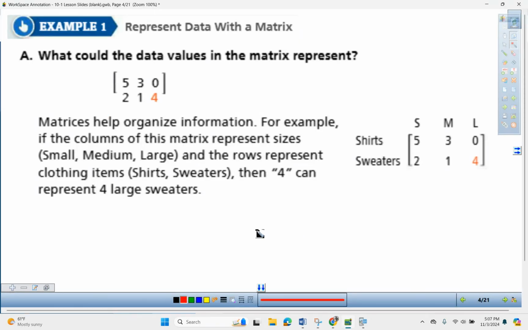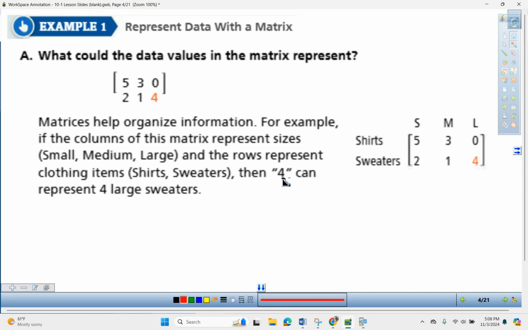All right, in example 1, it says we're going to represent data with a matrix. We've already done that. So here's another scenario here. It says, what could the data values in the matrix represent? So they start off with just giving you a plain old generic matrix, with 2 rows and 3 columns again. Okay. And so they made up that matrices help organize information. For example, if the columns of this matrix represent sizes, small, medium, large, like we talked about before, and the rows represent shirts and sweaters. Okay. So here we go. And they've got it labeled now, right?